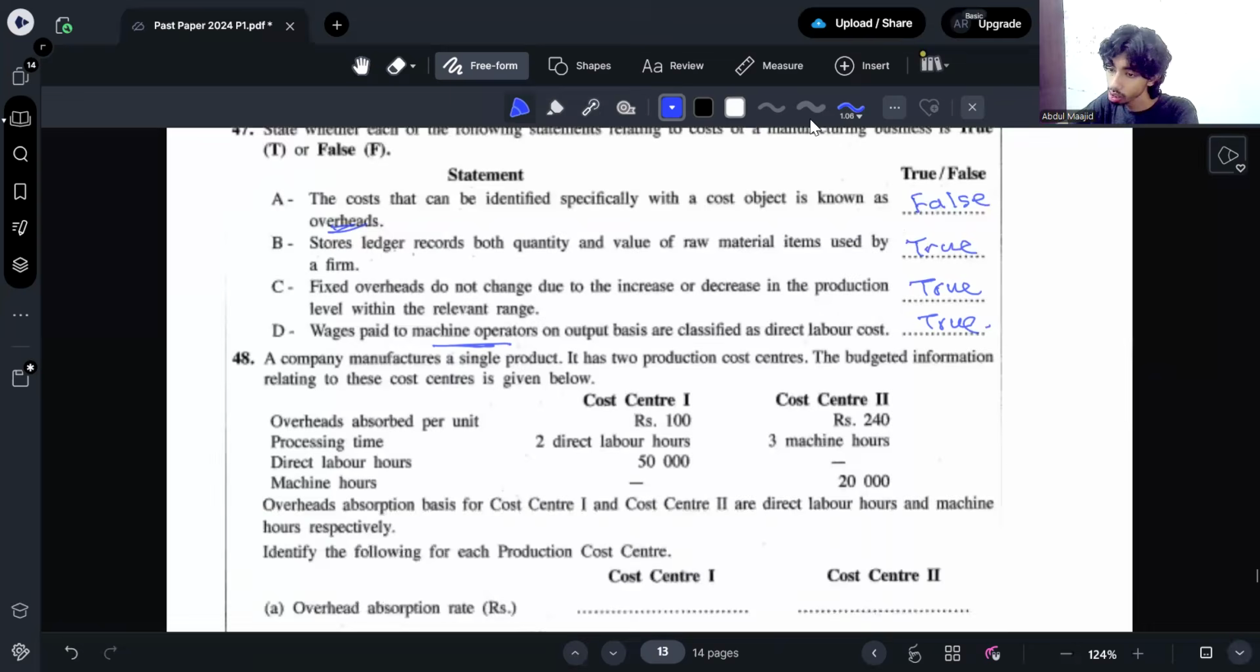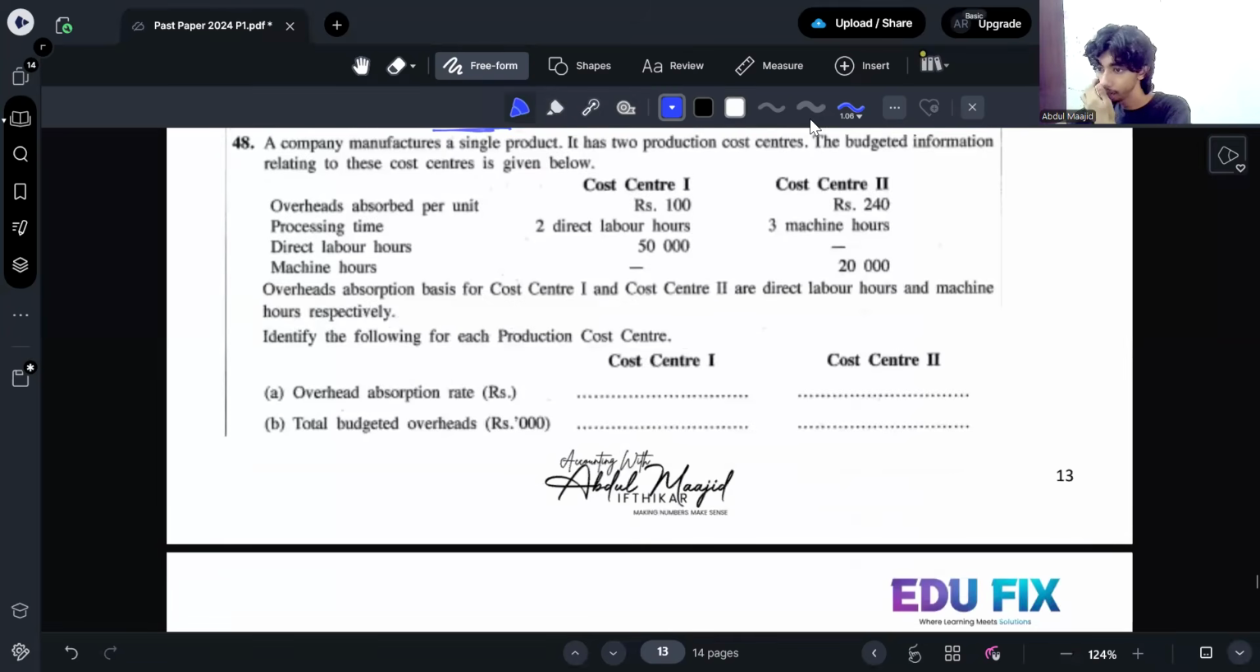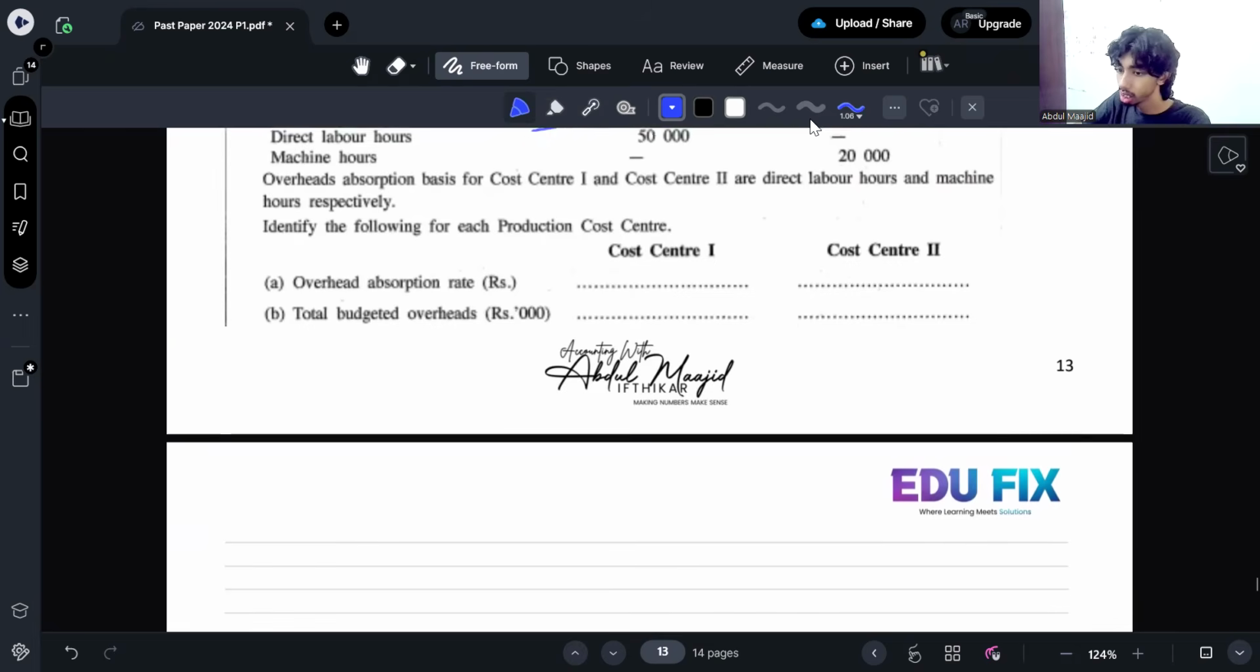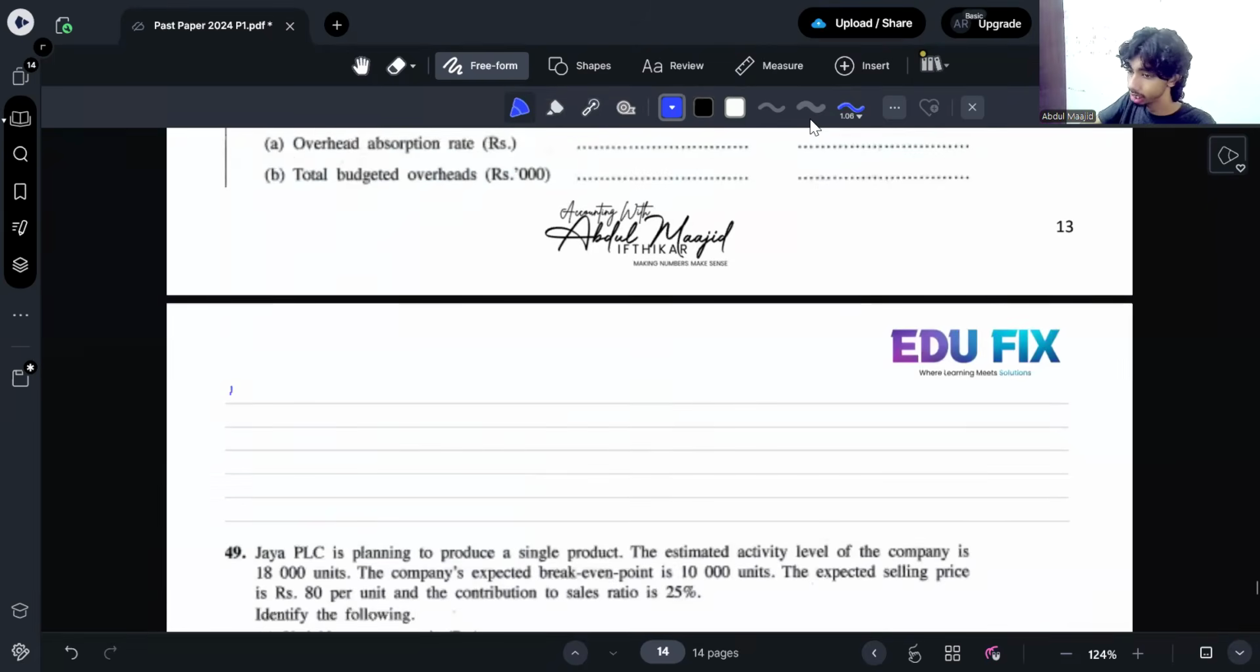Okay. 48. A company manufactures a single product. It has two production cost centers. Budgeted information relating to these cost centers is given below. They're telling us to find the overhead absorption rate. So here they have given the overhead absorbed per unit and the processing time per unit. And what will be the OAR? OAR means for 1 hour how much, right? So you can find it using this equation.